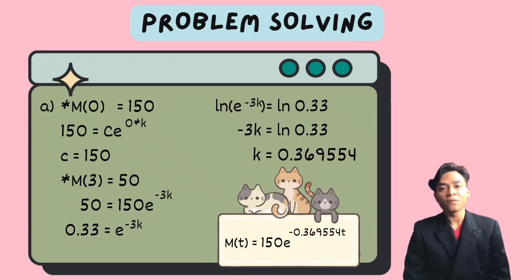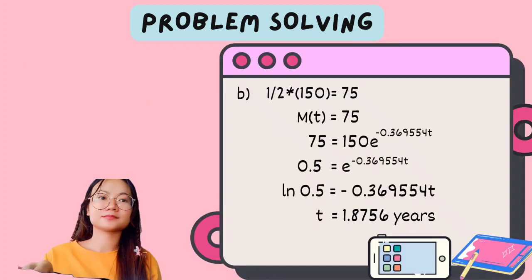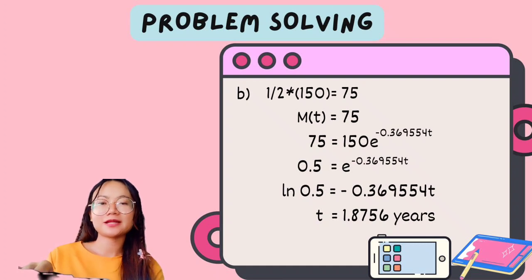Then we use the information of the mass after 3 years, M3 equals 50 grams, in the same equation. We get 50 equals 150 times e to the power of negative 3k. Then 50 divided by 150 gives 0.33 equals e to the power of negative 3k. We take ln on both sides to eliminate e, and we get negative 3k equals ln 0.33. So we get the value of k, the constant of proportionality, equals 0.369554.